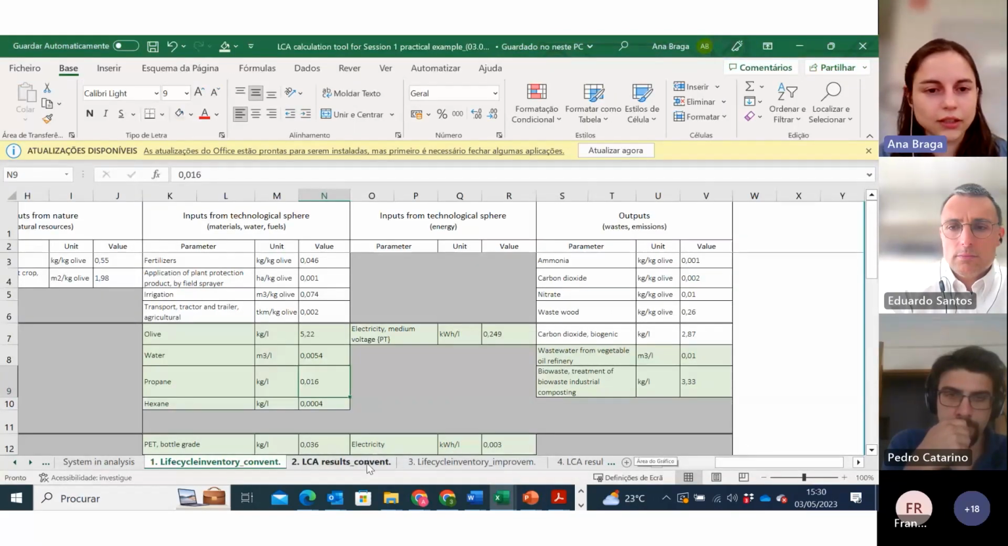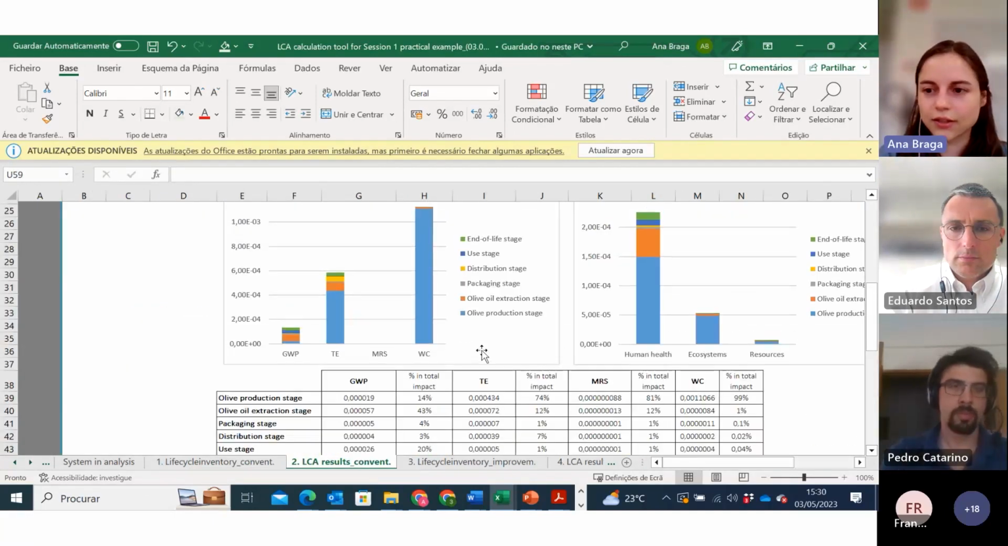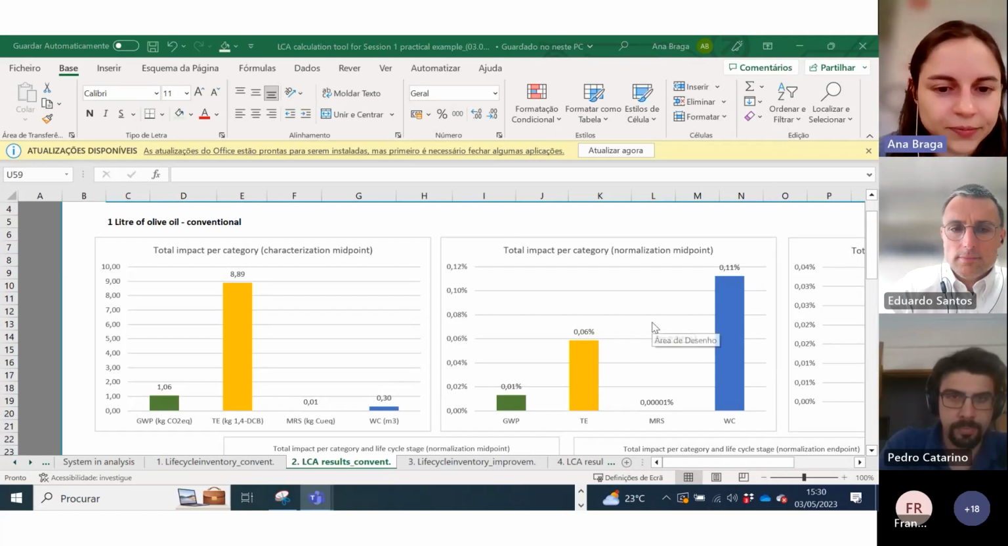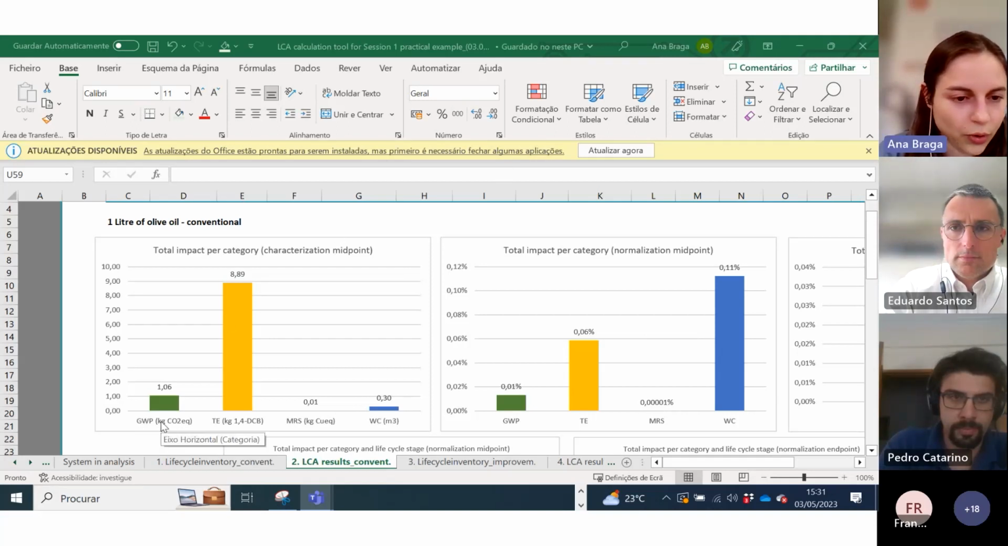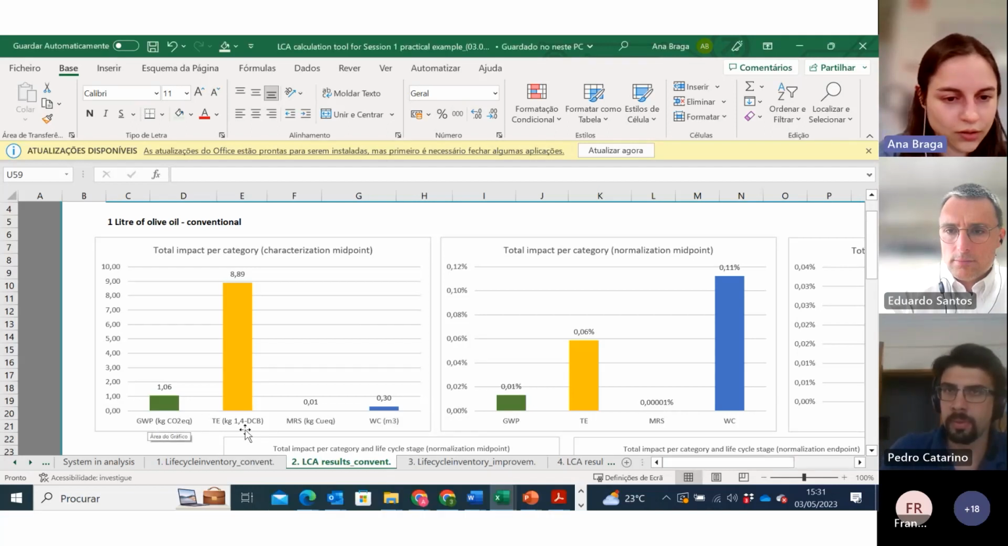So we collected our inventory, modeled the process, and got the calculations. And yes, what do we get? Okay. So this is the characterization method. We have here the global warming potential, terrestrial ecotoxicity, the mineral resource scarcity, which here is not a big weight, and the water consumption. And here the unit is CO2 equivalent.